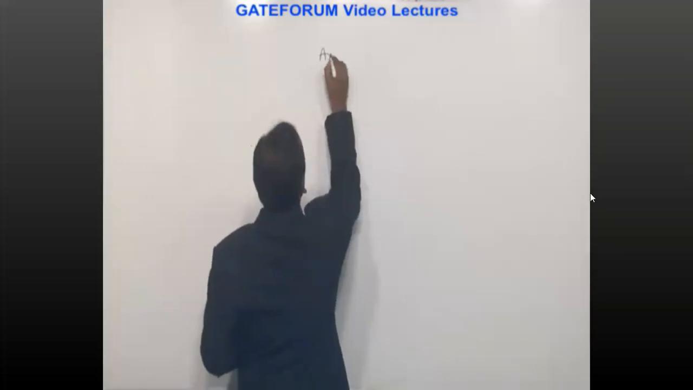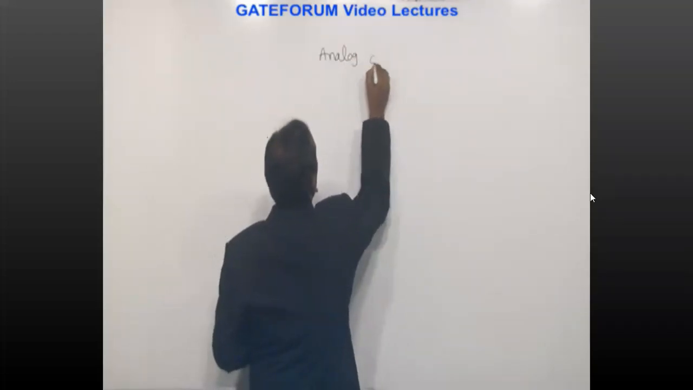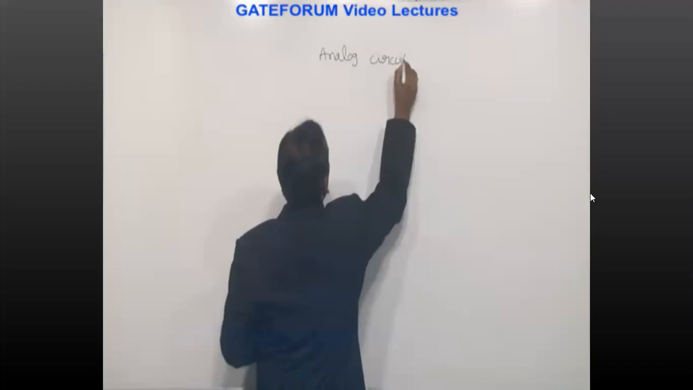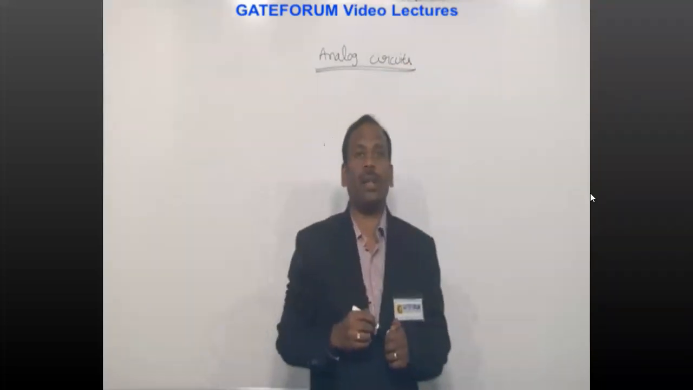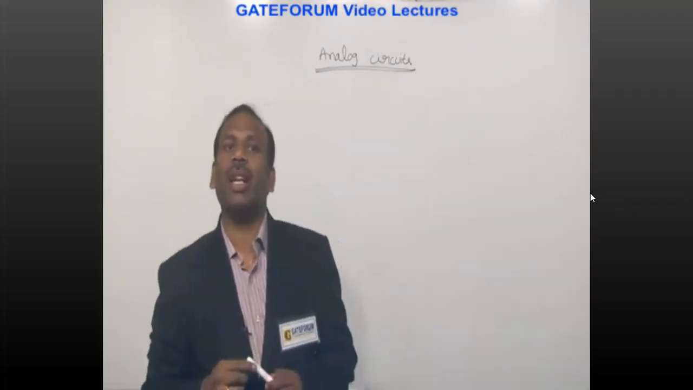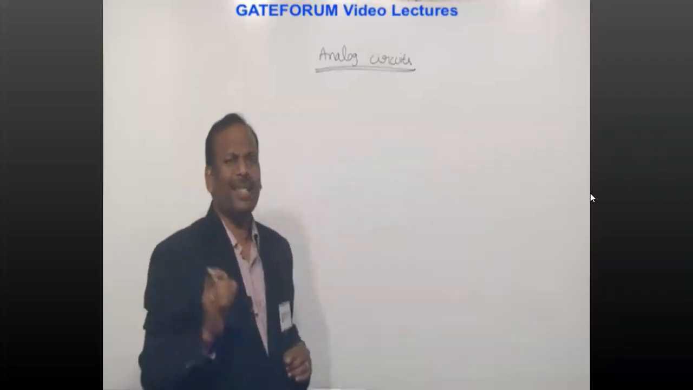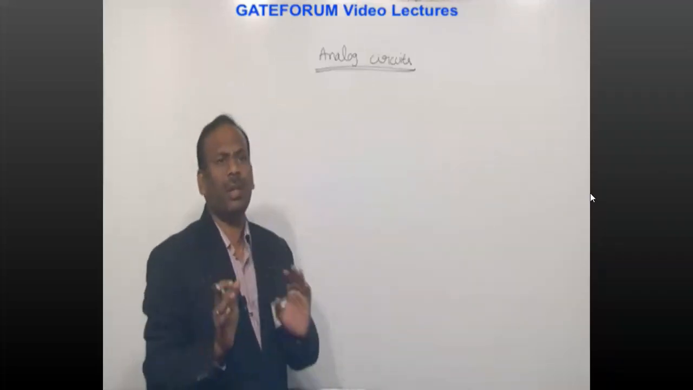One and all, we are going to start with the subject titled analog circuits. It is common for both EC and EE stream, electrical stream and electronic stream. A slight change in the syllabus compared to EC and EE, but we'll cover all the topics which are required for EC as well as what are required for electrical and electronics both.